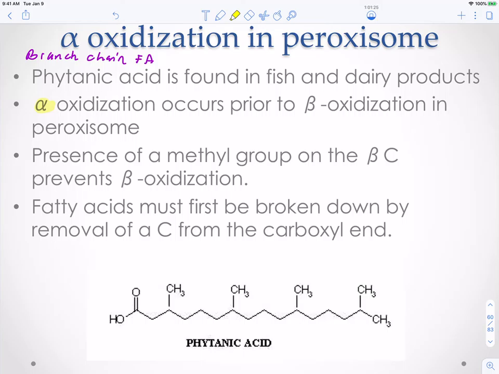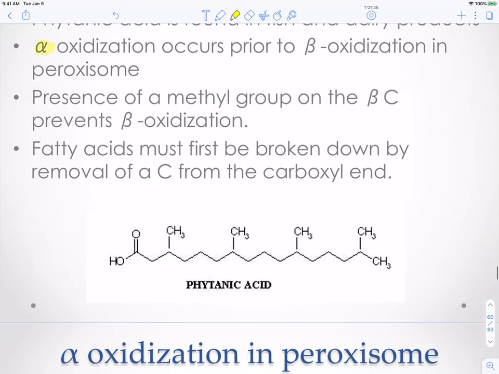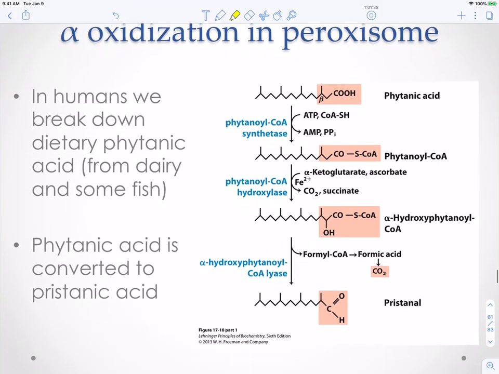So you have a presence of a methyl group on the beta carbon, and that's going to prevent beta oxidation, and the fatty acids have to be broken down by removing a carbon from the carboxyl end. So in the peroxisome, again, you're going to have phytanic acid from our diet. And this is going to have a methyl group on that beta carbon. And so you have to get rid of that methyl group in order to continue on beta oxidation.